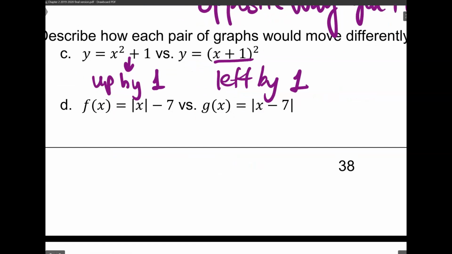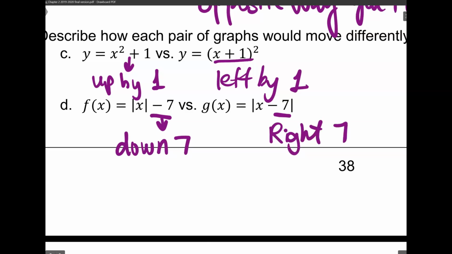All right, think to yourself about D and then turn to the person next to you and you have 5 seconds. Describe how they change. How are these different? Okay, it's different because it moves down 7. Because it's inside. Inside versus outside. Inside is for horizontal, outside is vertical. Inside the absolute value, inside the parentheses for your exponent.